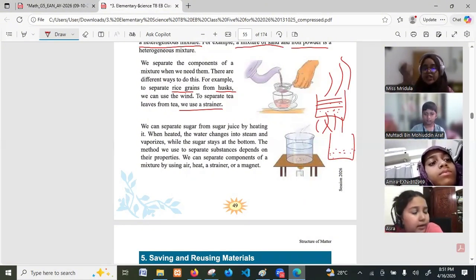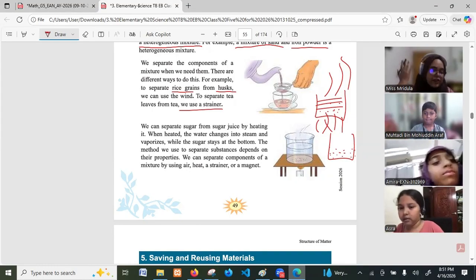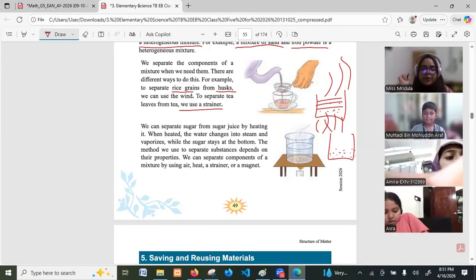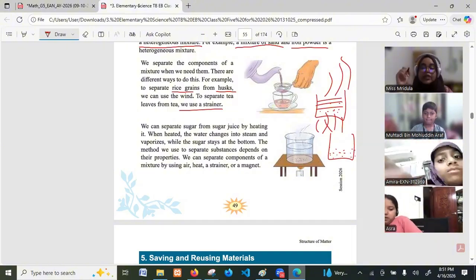When heated, the water changes into steam or water vapor and vaporizes. It goes up. We use this to separate substances while the sugar stays at the bottom. As I said, the sugar will be there, but the water will be going up by vaporizing. The method we use to separate substances depends on their properties.